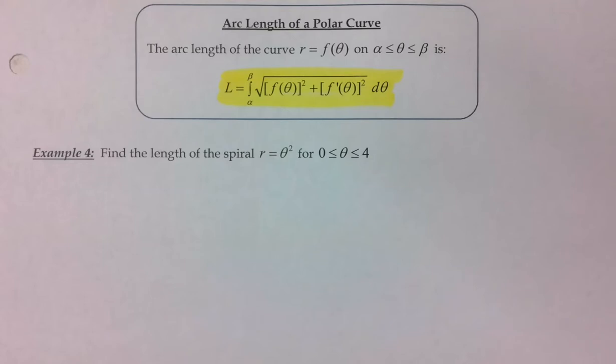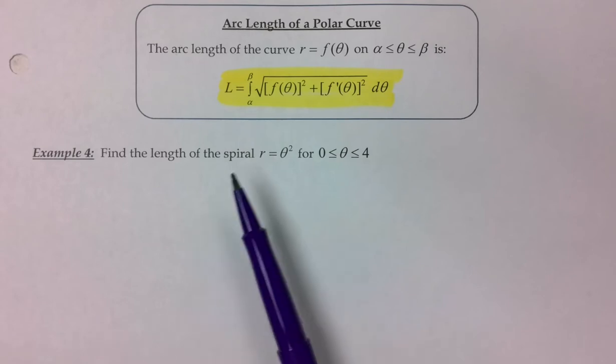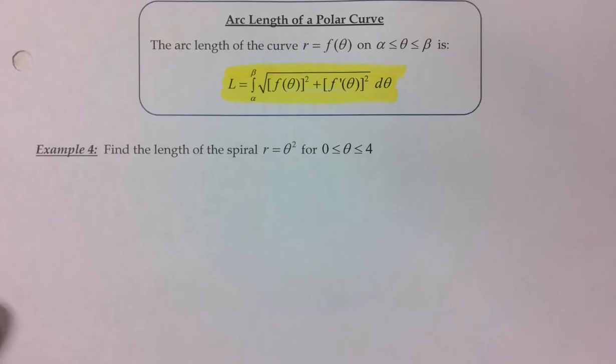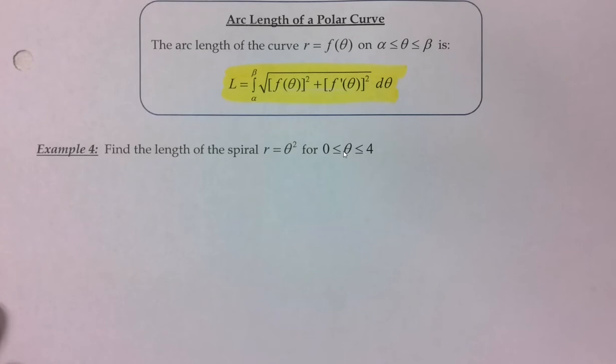Now that we've derived and proven that this arc length polar form will work, let's actually use it for an example. So we're supposed to find the arc length of the spiral r equals theta squared for 0 is less than or equal to theta, which is less than or equal to 4.